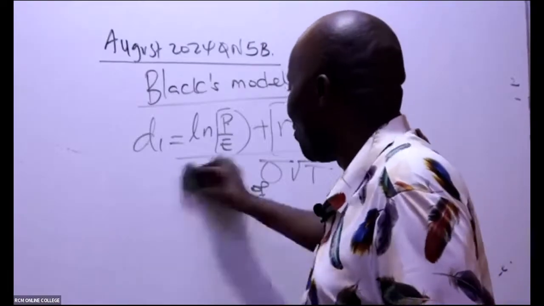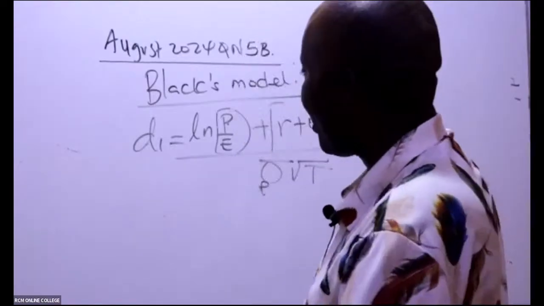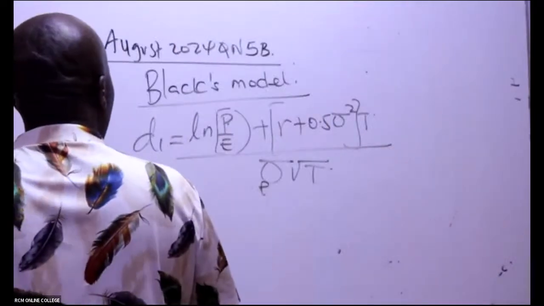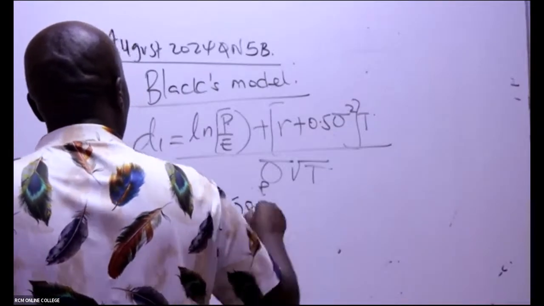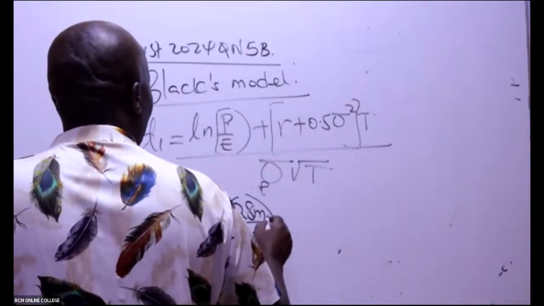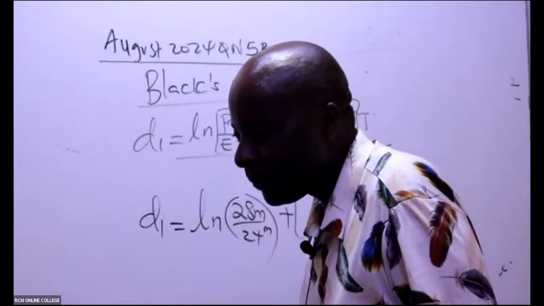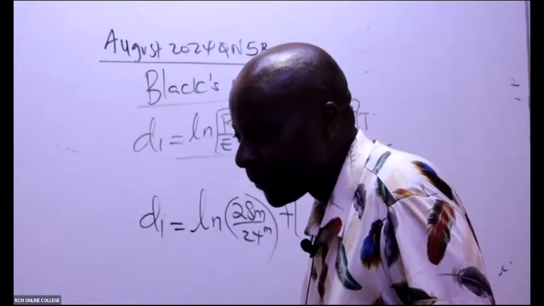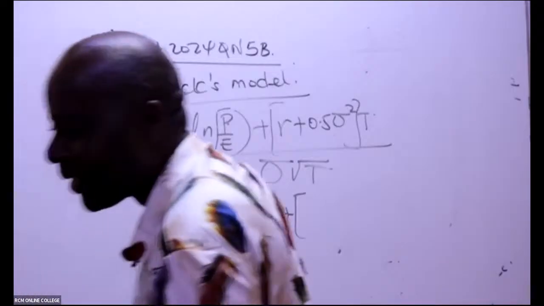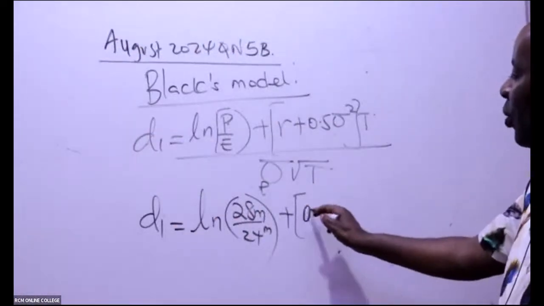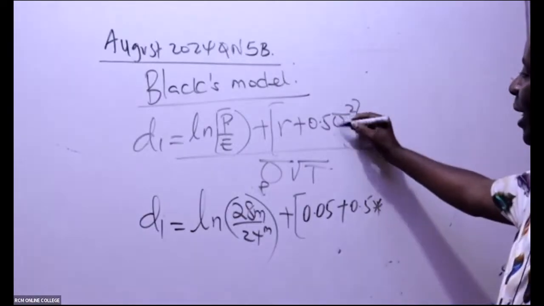Let's go ahead and do what here? Get this D1. So then our D1 will be equal to the ln into P, so this is 28 over 24. Of course, million and million will cancel. You can put it there, plus, have they given me the risk-free rate of return over here? 5%, right? So 0.05 plus 0.5 times, what is the standard deviation given in the question?